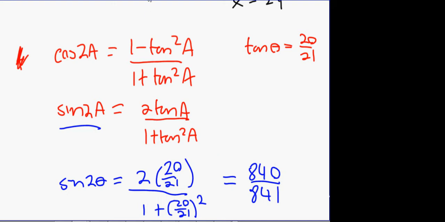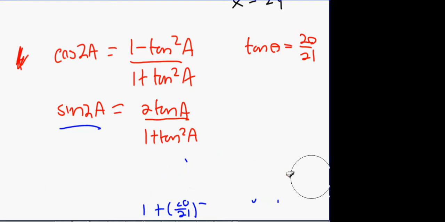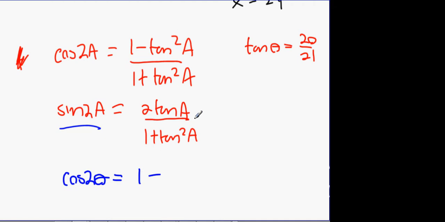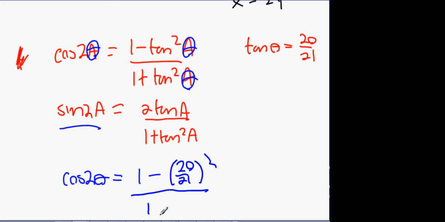Then we could have done cos 2 theta the same way. And this time the answer should be 41 over 841, exactly the same as the answer we got earlier. So it should be 1 minus tan squared theta, because these are thetas now, so to speak. So now it's going to be 1 minus 20 over 21 squared, divided by 1 plus 20 over 21 squared. What's this one this time? I'm hoping it's 41 over 841.